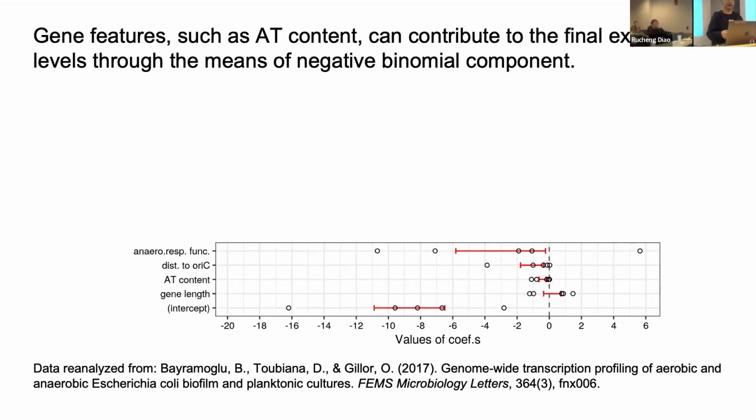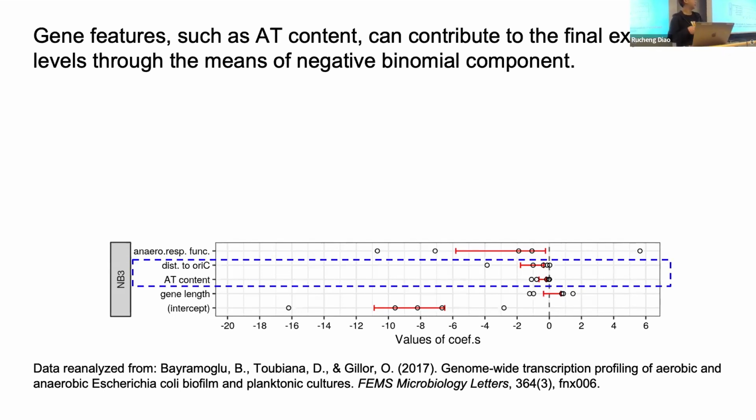We did several runs, and this specific example is from the third negative binomial component in the model that has three count components. What we see here, for example, is that features such as the distance to the origin of replication and the AT content of the gene have a small negative effect on the mean of this specific negative binomial component. And this goes back to the very good online question about what the different components mean biologically.